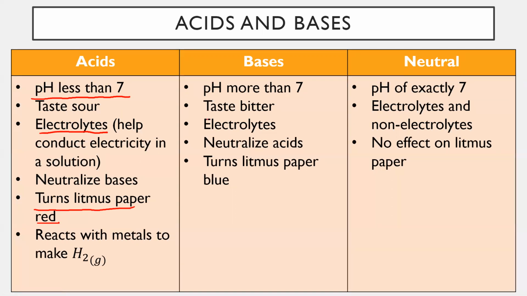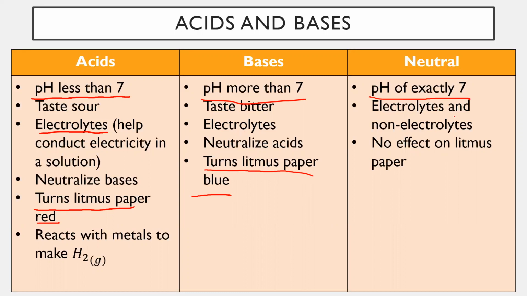But yeah, it's good. Anyway, bases. The number one thing you need to know about a base is it has a pH more than 7. They can act as an electrolyte as well, but typically not as good of an electrolyte as an acid. We'll get into that later, though. Another thing I want you to know is it turns litmus paper blue. Okay, that's a base.